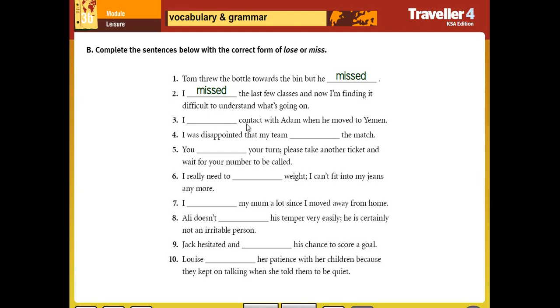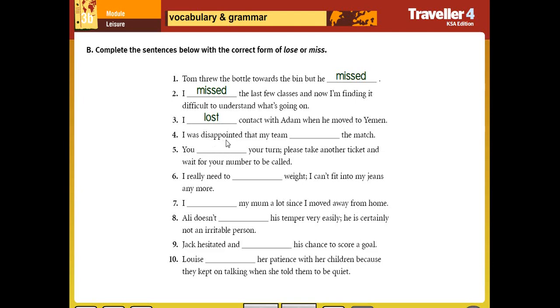When you are in contact with Adam and then you no longer are, when he moved to Yemen, do I say I lost contact or I missed contact? When you lose, yeah, I lost contact. Don't say I missed contact. No, I lost contact with him.